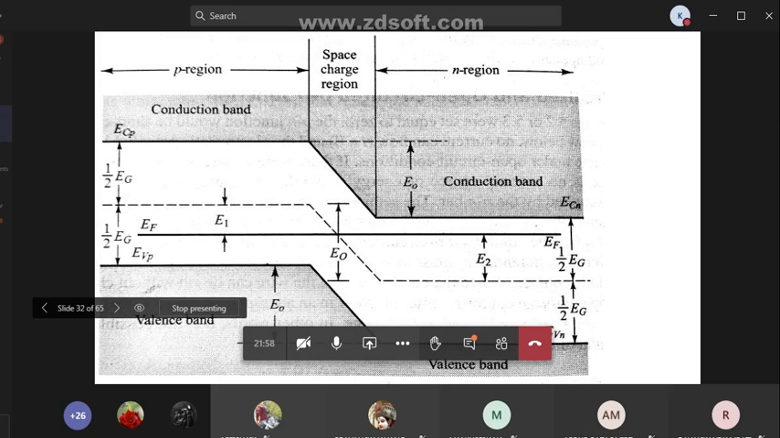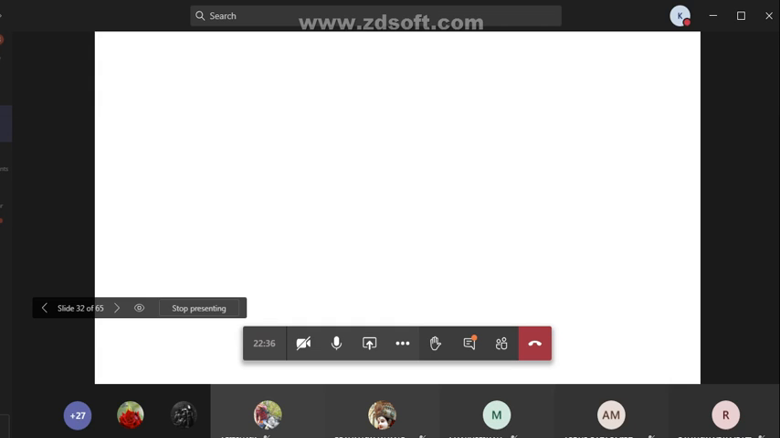See here, this portion is E1 and this portion is E2. From this point to this point it is E2, and from this point to this point it is E1. From here to here it is the potential E0. Here we need to calculate E0. Here is the conduction band and valency band in the P region, and the conduction band and valency band in the N region.